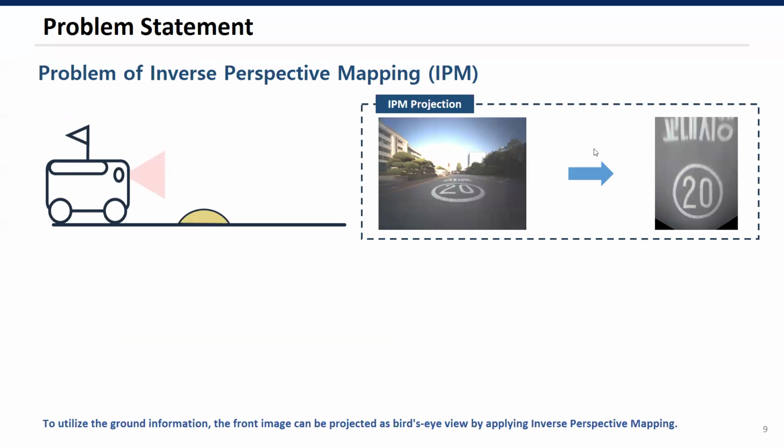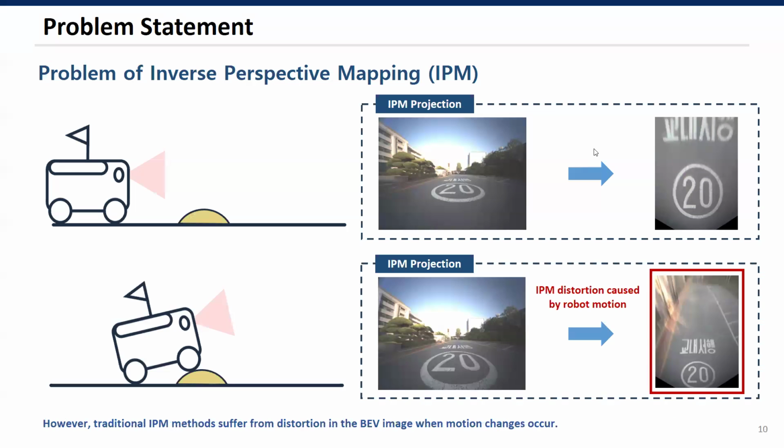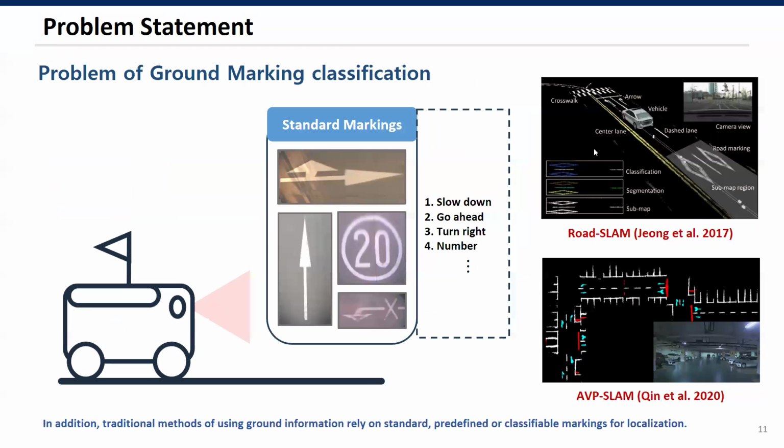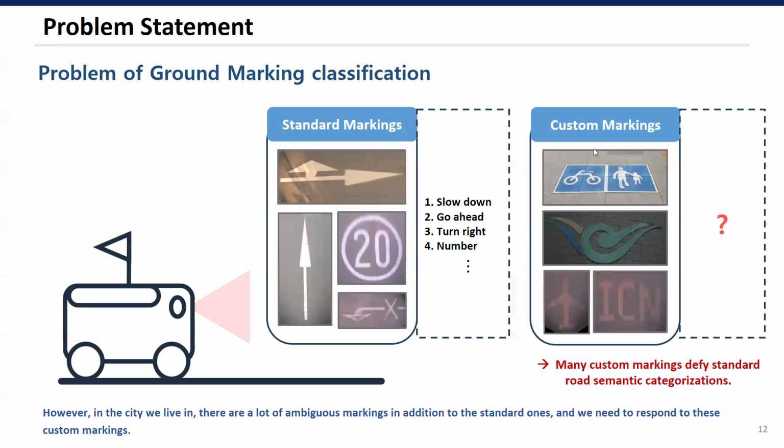To utilize the ground information, the front image can be projected as a broader view by applying inverse perspective mapping. However, traditional IPM methods suffer from distortion in the broader view image when motion changes occur. In addition, traditional methods of using ground information rely on standard, predefined, or classifiable markings for localization. However, in the city we live in, there are a lot of ambiguous markings in addition to the standard ones, and we need to respond to these custom markings.